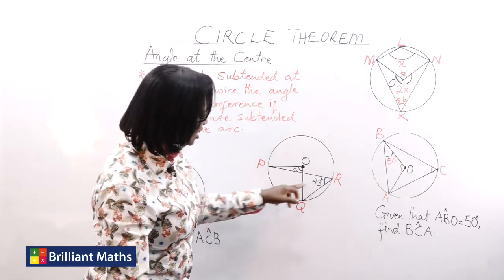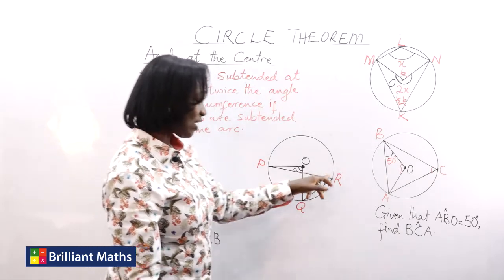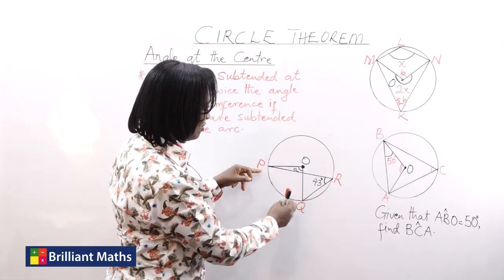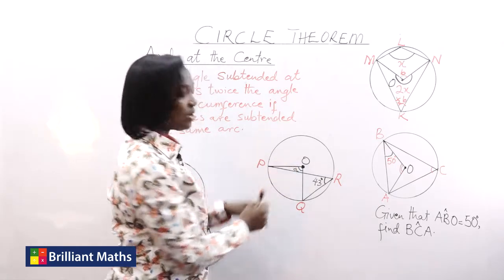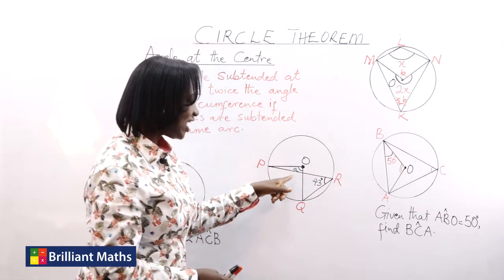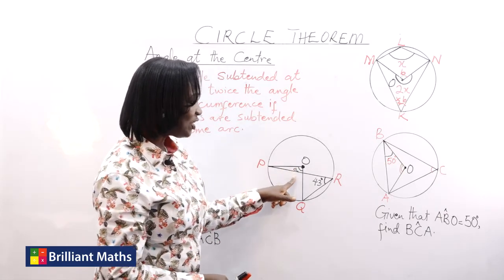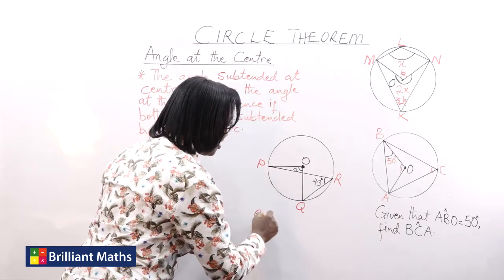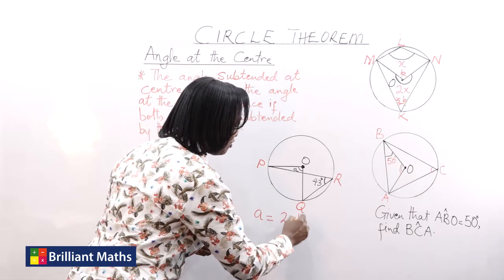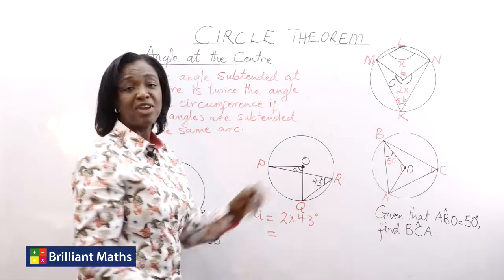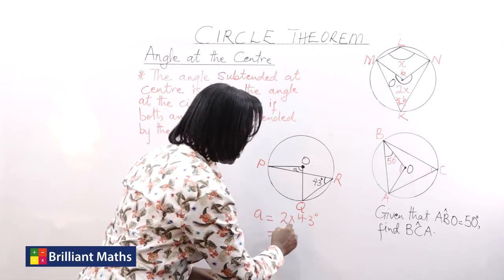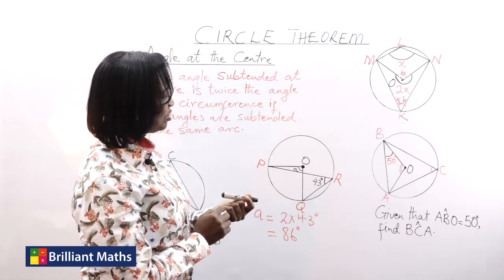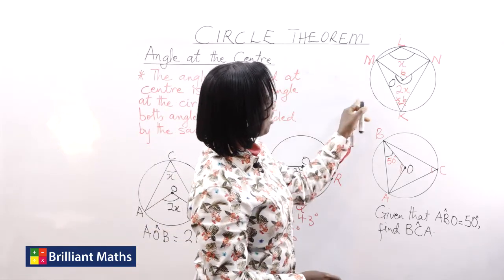If this angle is 43 and it's at the circumference and is subtended by the same arc, but this time the other angle is subtended at the center, that means that the angle A is equal to twice 43. So A is equal to 2 times 43 degrees. So the angle at the center is equal to 86 degrees. That takes us to the next diagram.